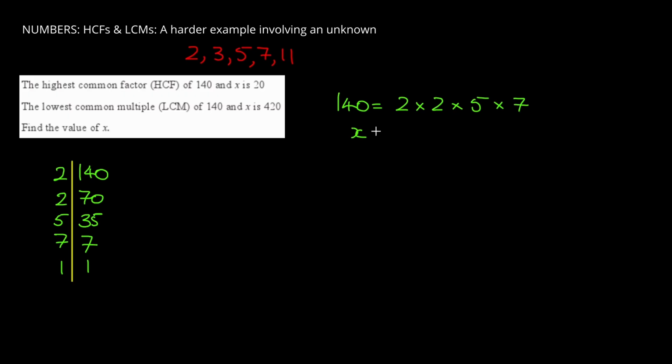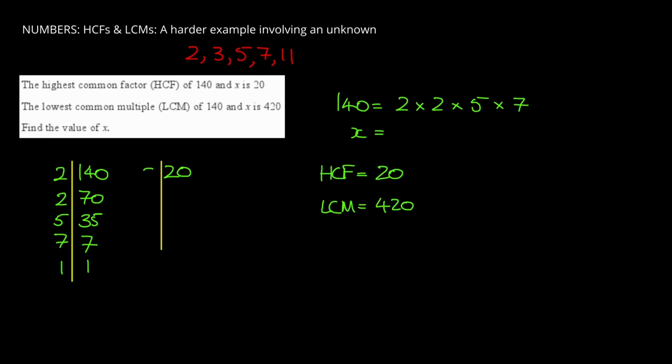And x, similarly, will be numbers that we don't know. Something times something times something times something. Now, they've told us that the HCF is equal to 20, and the LCM is equal to 420. Well, we need to know what factors make up 20. I think it's fairly obvious, but let me just run it down in the way I've shown you here.